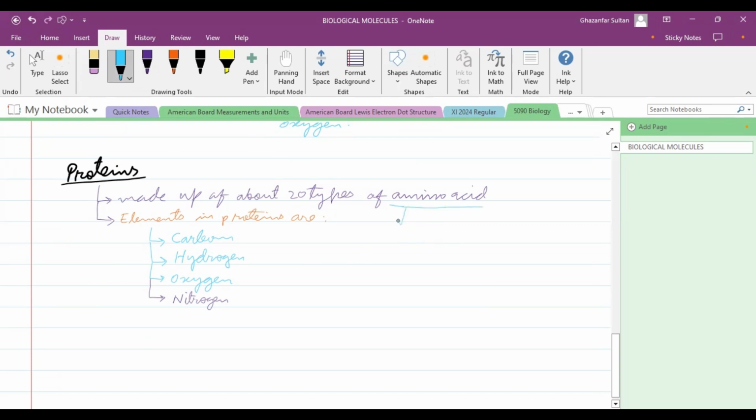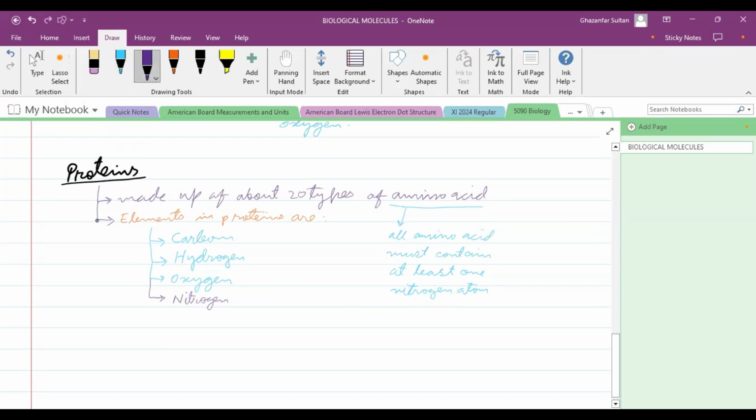All amino acids must contain at least one nitrogen atom. So if I'm writing here at least one nitrogen atom, actually some of the amino acids have more than one nitrogen atom.